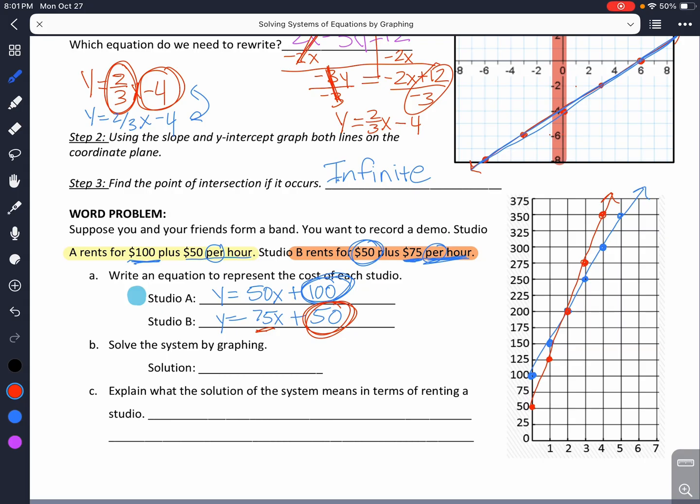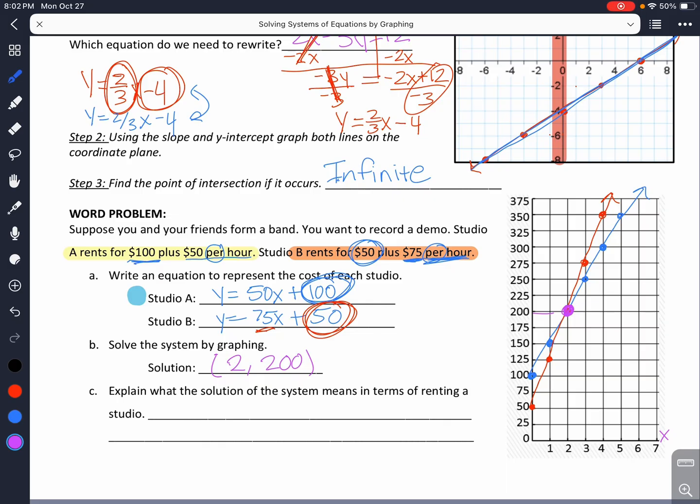And I'm looking for where do they intersect, and they intersect right here. Okay? And again, we want to write our x coordinate first. So my x coordinate here is 2. And my y coordinate is 200. So my solution is (2, 200). Okay, so then it says, well, explain what that means in terms of renting a studio. What does this solution mean?